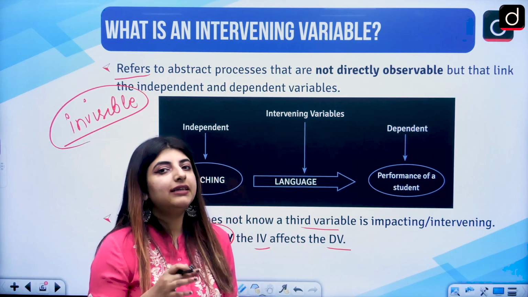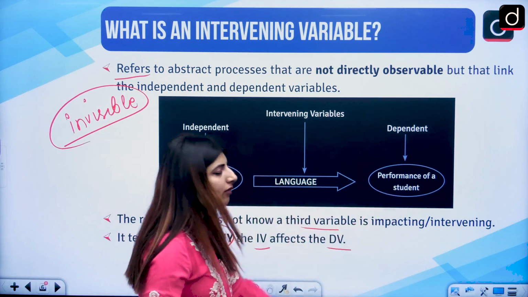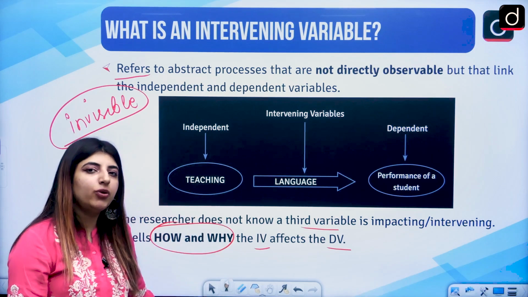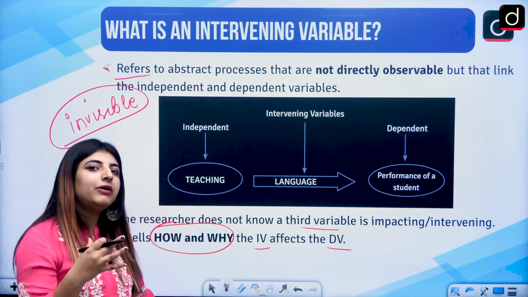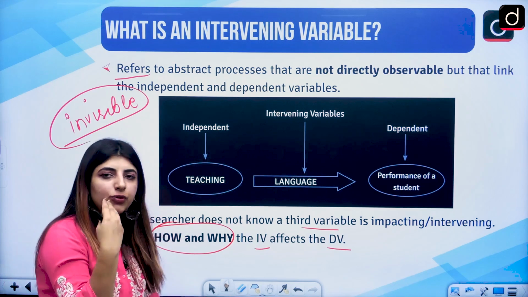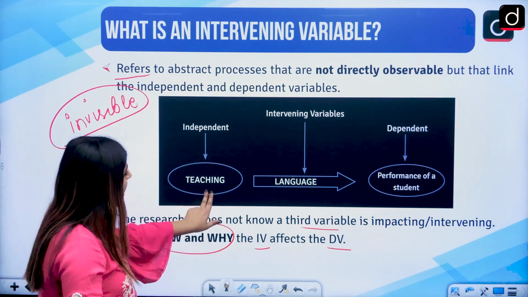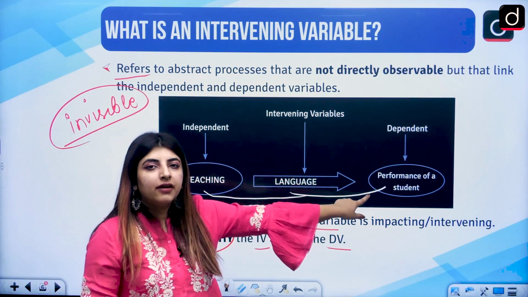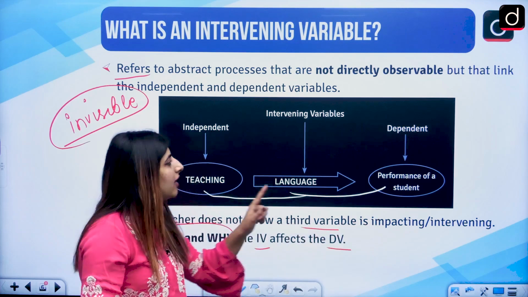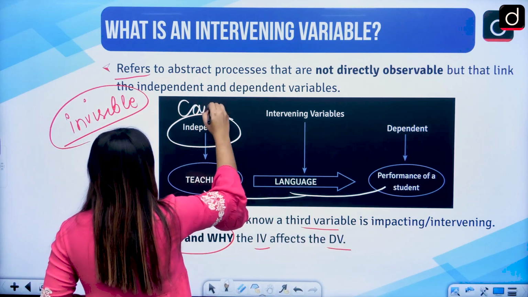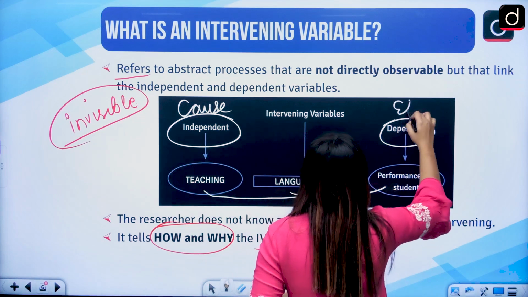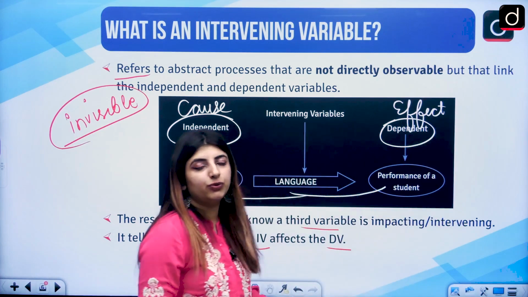Now let us understand this through a simple example, which will be much easier for you. In the previous video as well, I asked you which is the independent or dependent variable in the teaching learning process. There we talked about the teacher with her or his changing teaching methods, and we'll see a difference in the performance of the student. We'll see an effect of how she teaches on how the student performs, right? So the independent variable here is the teacher's teaching, which is the cause, and the dependent variable, which is the effect, is the performance of a student.